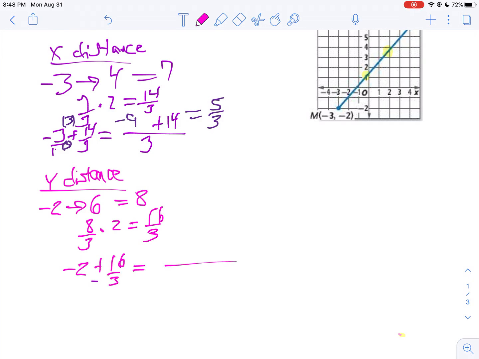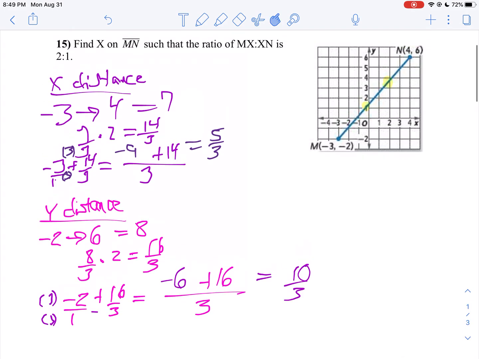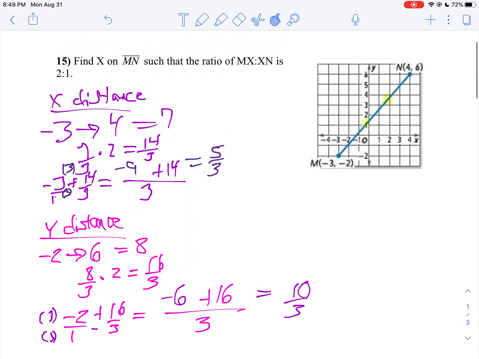Go through our same process again. Common denominator is 3. I'm going to leave the 16 alone. And then the -2 is actually over 1, so I multiply by 3. 3 times -2 is -6. -6 plus 16 is 10/3. So the coordinate, it's not at a nice point, is it? The coordinates of your answer, point x, are 5/3 and 10/3. And there's our answer for how you would do problem 15.